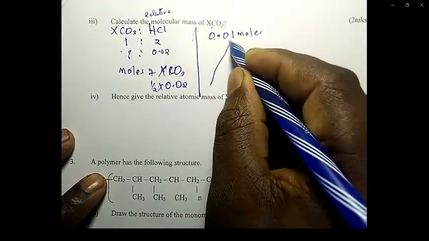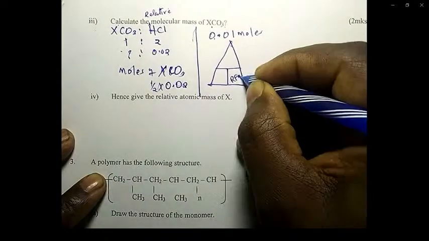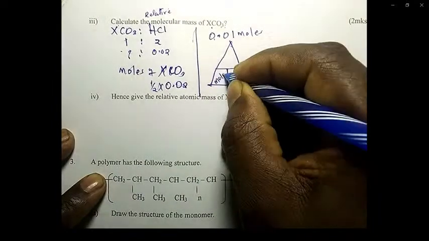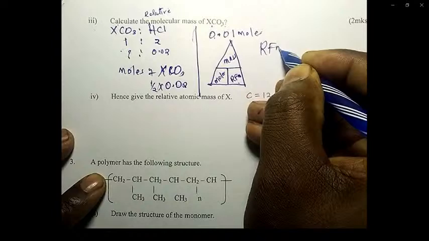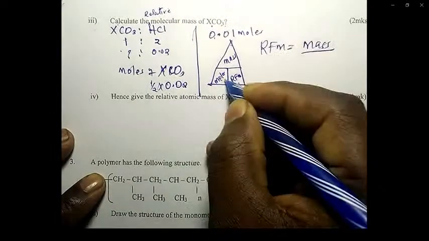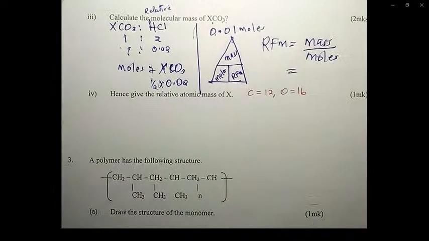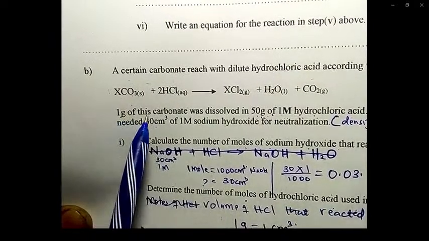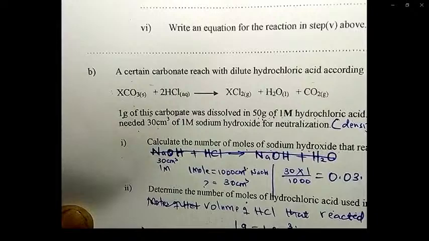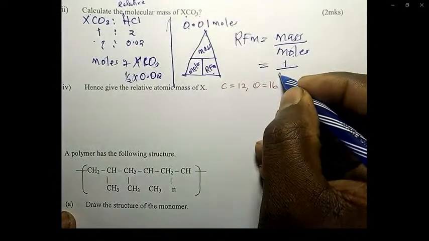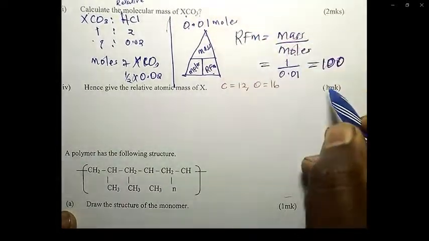Remember the first triangle in the topic moles, the concept, we have the RFM, moles and mass. How do you calculate RFM? So RFM is equal to mass divided by moles. Remember, the mass of the carbonate was 1 gram. 1 gram of the carbonate was dissolved in the 50 centimeters cube. Therefore, the mass is 1 gram. Therefore, 1 divided by the number of moles, which is 0.01. This one will give us 100. Therefore, the RFM of the X carbonate is 100.